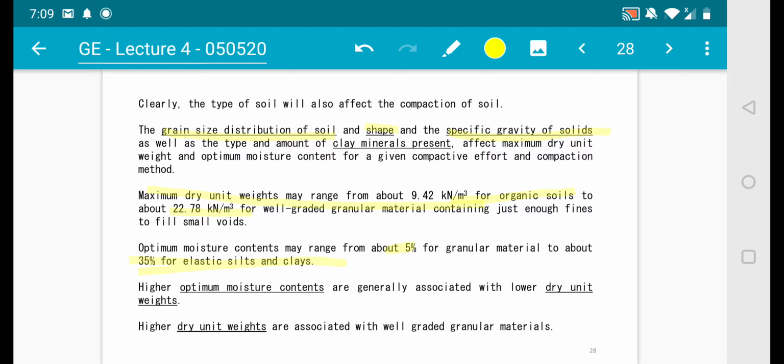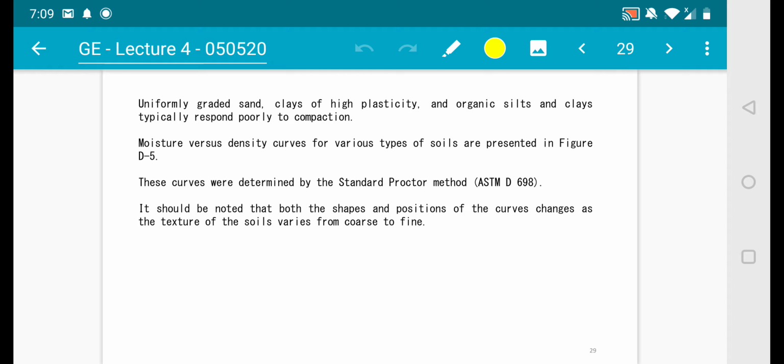Now, higher optimum moisture contents are generally associated with lower dry unit weight. Higher dry unit weights are associated with well-graded granular materials. So these are all the basics that you need to understand. Uniformly graded sand, clays of high plasticity, and organic silts and clays typically respond poorly to compaction.